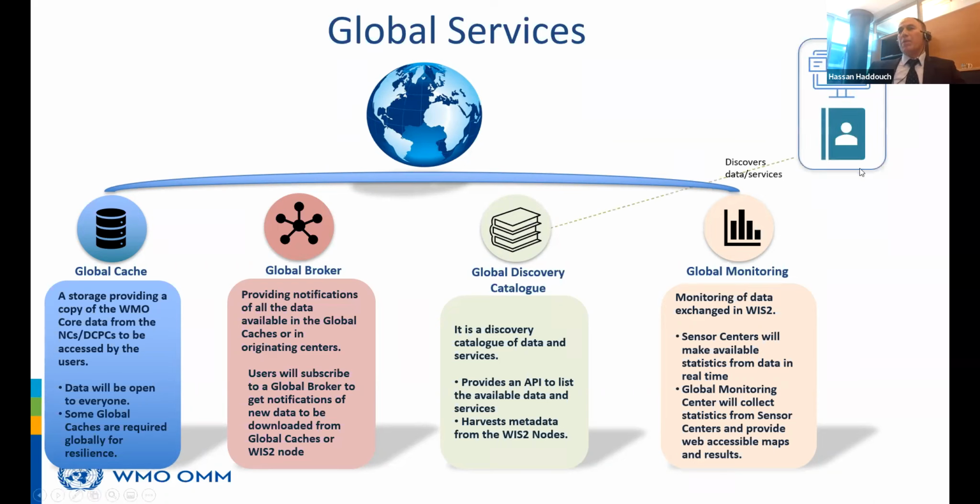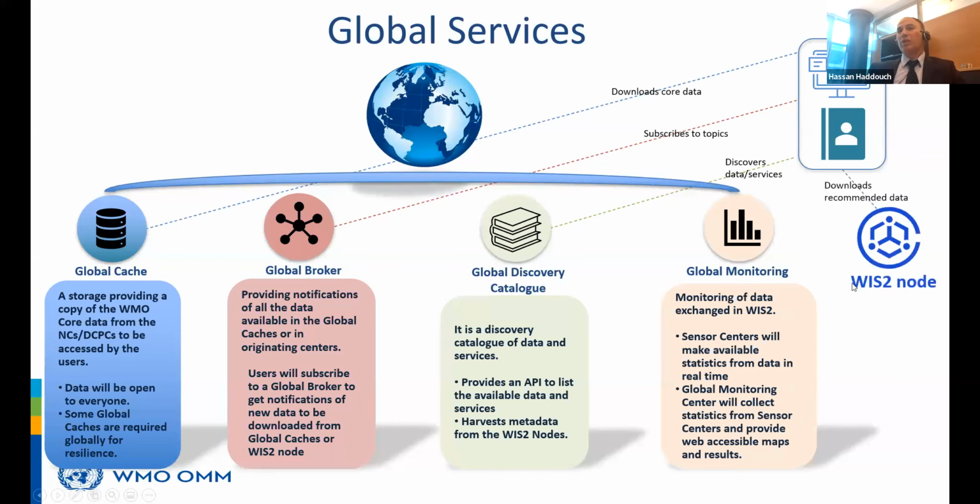Users or applications or systems can discover data services from the global discovery catalog. And then they will subscribe to topics in the global broker. And then they can download the data from the global cache if it is core data, or from the WIS 2 node if it is recommended data.